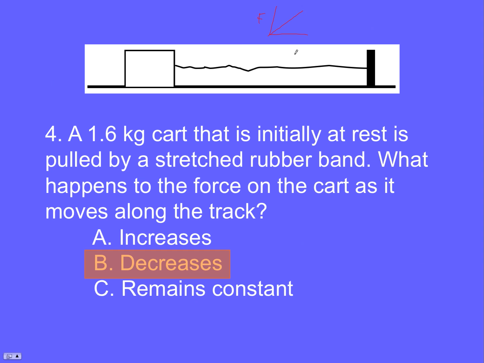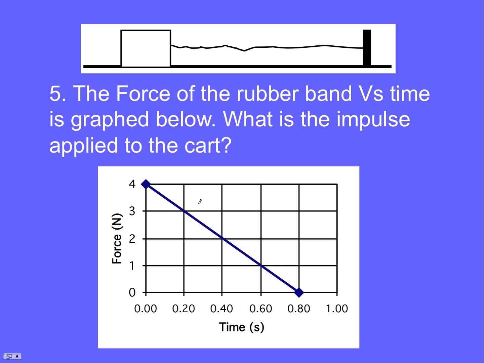versus the distance, it goes up. Here it's already stretched, and so when I let go, it's going to go back down. And so it decreases. So how do we handle that if we want to calculate the impulse? Well, here's an approximation of what the force versus time would look like for this case. It starts out at 4 newtons, and as the cart moves along the track, the force decreases to 0. In reality, this would be a curve, but let's just say it's a straight line, to make it a little easier.